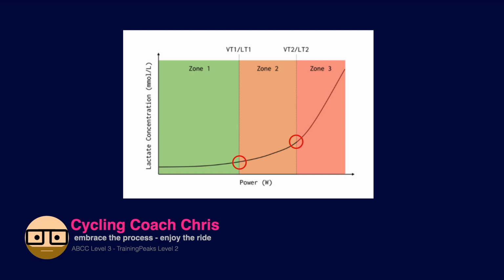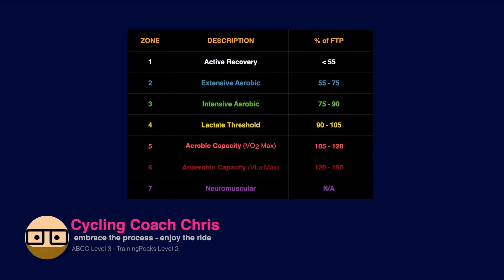VO2 max. When we relate those turning points to places on the 7 Coggan power training zones, this is where they are. We've got LT1, VT1, the lower turning point, which for most athletes is around about the top end of zone 2. Obviously, we could do a lactate test or a ventilatory threshold test to get a more accurate idea of where that sits. And the other turning point is around about your FTP. So that is where they sit in relation to those 7 Coggan power training zones.